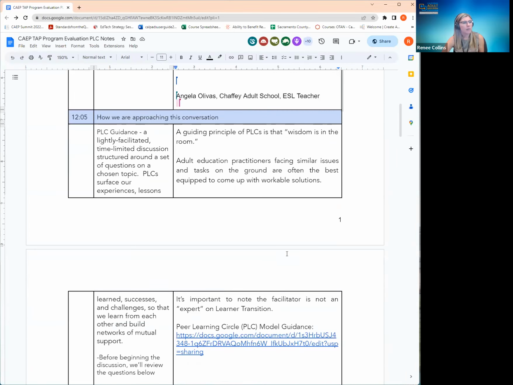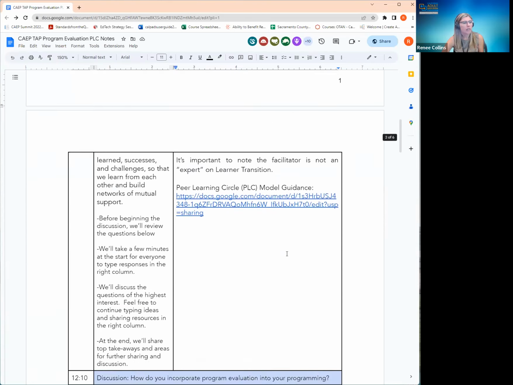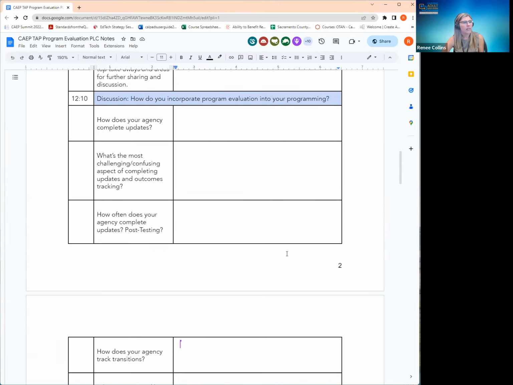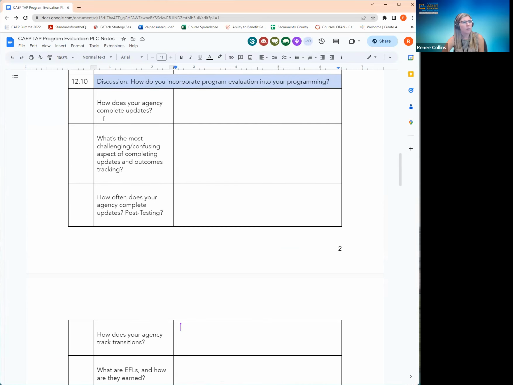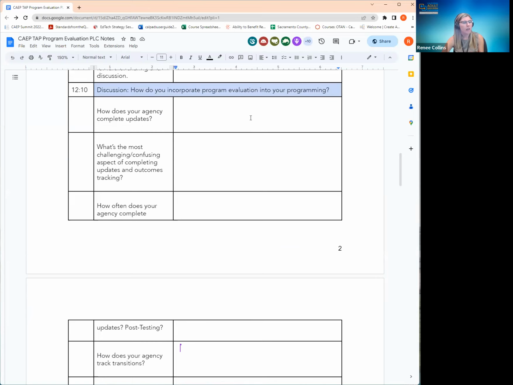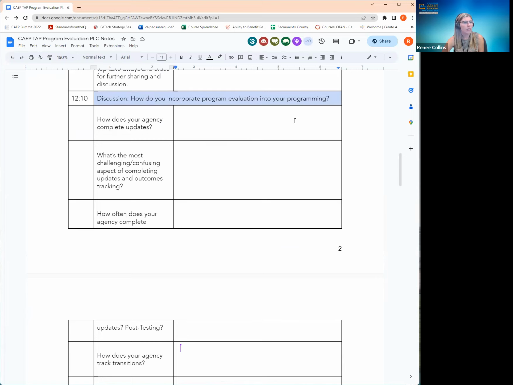Prior to today's meeting, we had asked if people wanted to submit questions ahead of time, and those are the questions that we're going to begin with below. I can read them, and then if you have some thoughts on how you address this in your agency, you're welcome to just start writing in the notes column on the right-hand side. But I'll just read down through the questions we'll discuss today quickly.